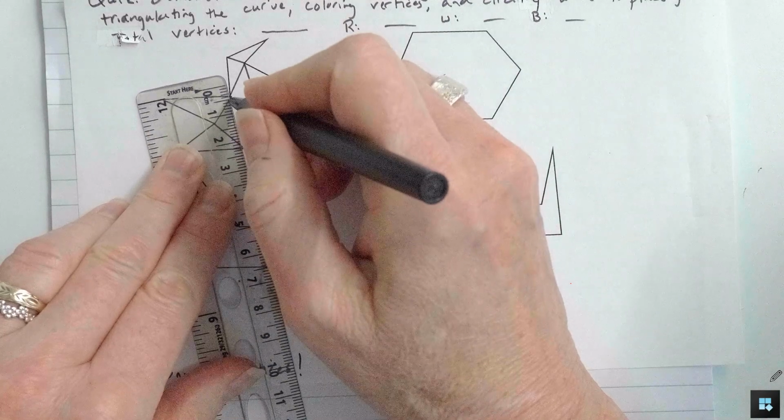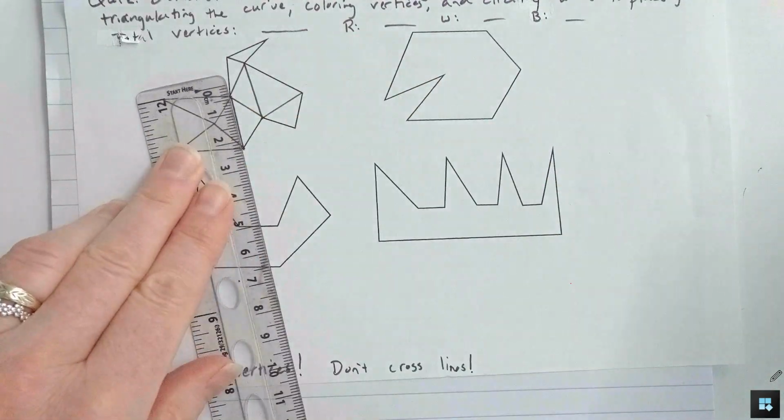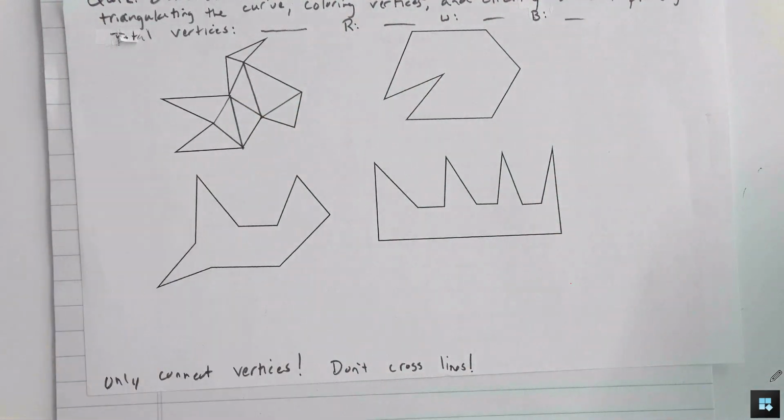So the idea is that we're getting triangles because any point on a corner of a triangle allows you to see any point inside the triangle. So if you're at any of the corners of the triangles, you can see inside all of that triangle. So just connect on the corners and don't cross lines as you're sketching these.